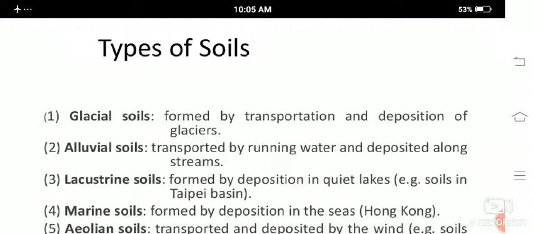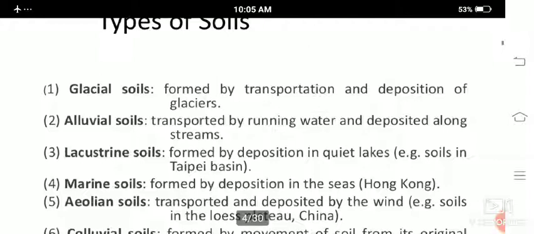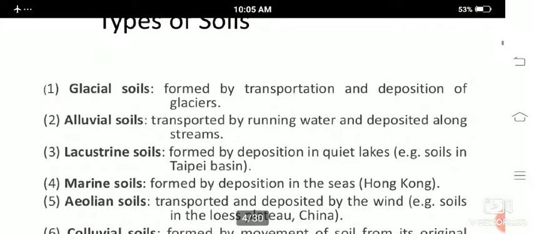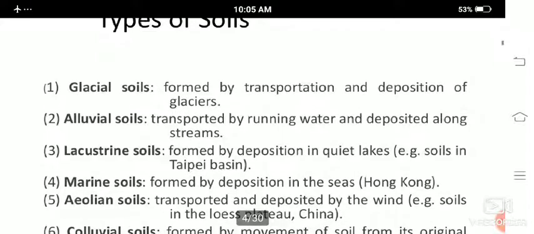The first one is glacial soils, which are formed by transportation and deposition. Whenever there are glacial soils, there will be transport, either by air or by water. This transport is done for deposition of soil. Next is alluvial soil. As we all know, alluvial soil is transported by running water, that means whenever long stream particles are there, they will be transferred by heavy water.